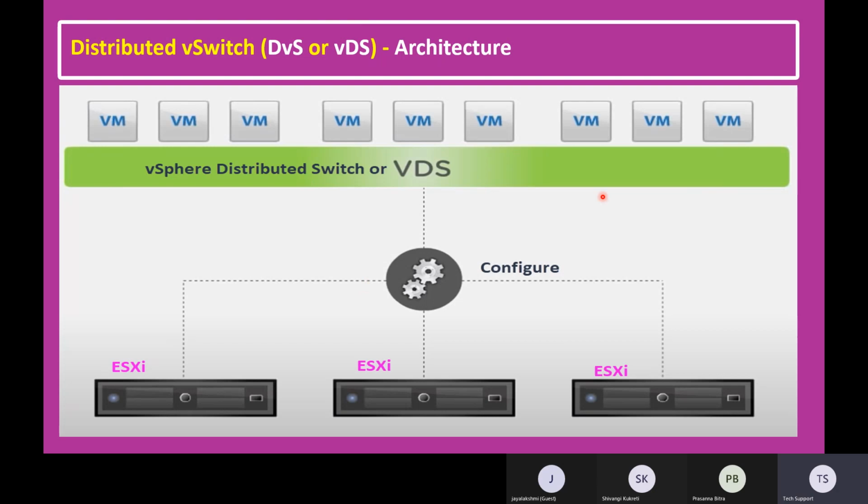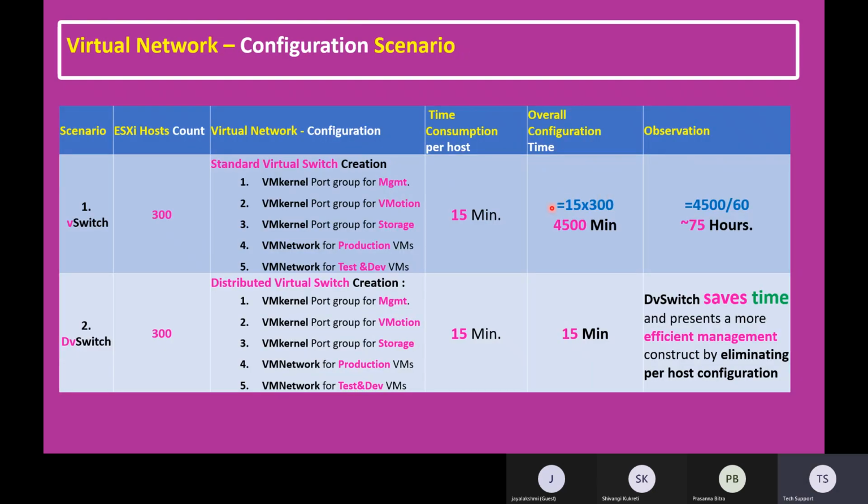We'll take one of the configuration scenarios, let's say a virtual network configuration scenario. I took two examples. The first scenario is a standard virtual switch. The second scenario is where we have a DV switch.